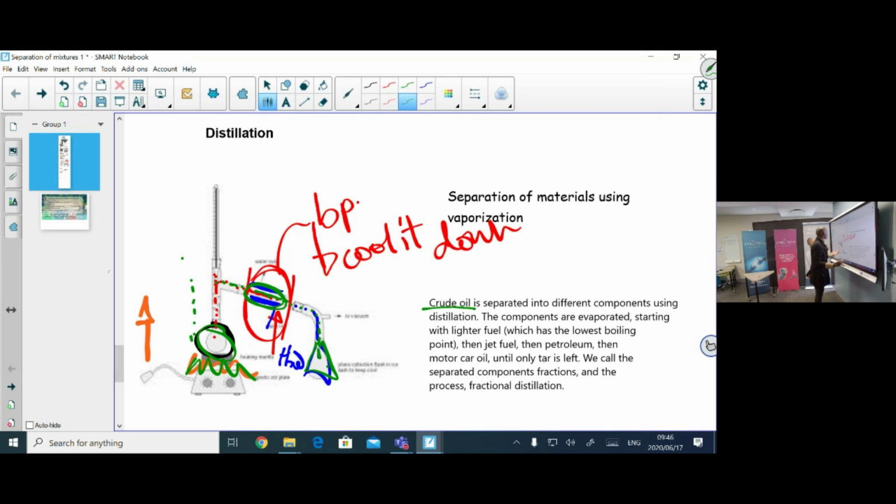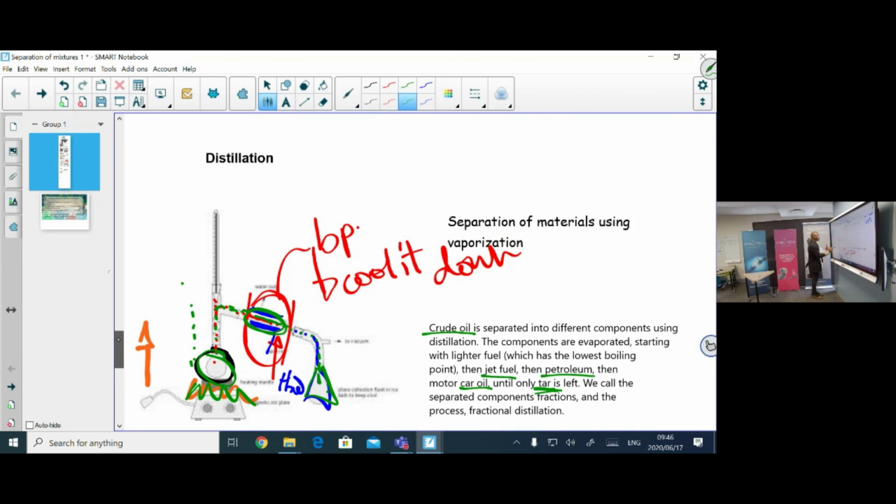And by virtue of the difference in boiling points of the different materials, we are going to have this separation coming out, and this will allow us to have the different liquids coming from it. What we collect from crude oil is jet fuel, petroleum, car oil, and what remains in the end is tar. And those are the methods that we're going to look at for today.